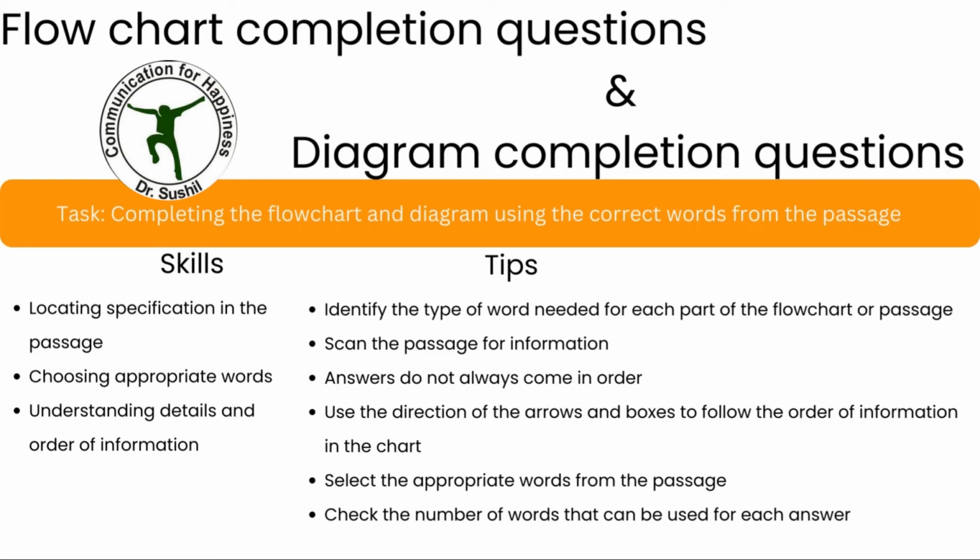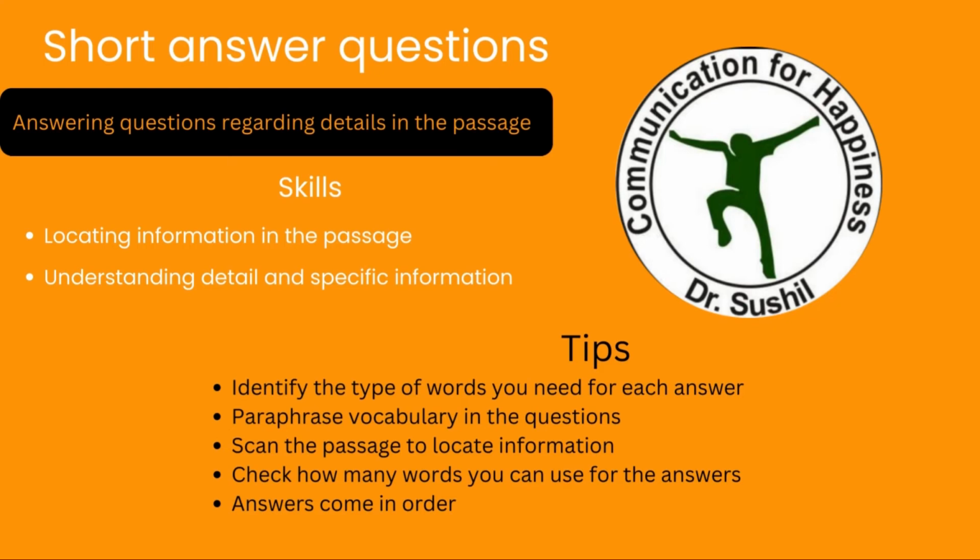Last but not the least, the questions could also arise in the form of short answer questions. In these questions, you have to answer questions regarding details in the passage. You just have to locate the information in the passage. You just need to understand carefully the information that is provided to you. These are some of the tips that you can use. Identify the type of words you need for each answer. Paraphrase vocabulary in the questions. Scan the passage to locate information. Check how many words you can use for the answers. Answers come in order.